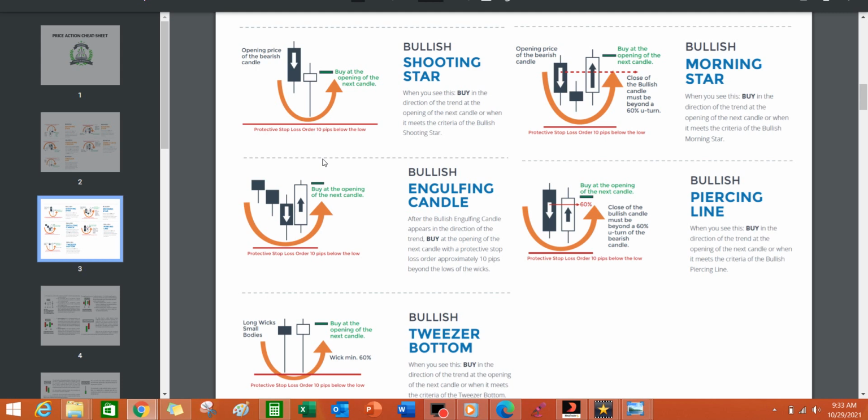Once you are able to get this around the support region, that is what you should look out for. That is what should happen, and there won't be a breakout below the support region. So the first one we are looking at is the bullish shooting star.